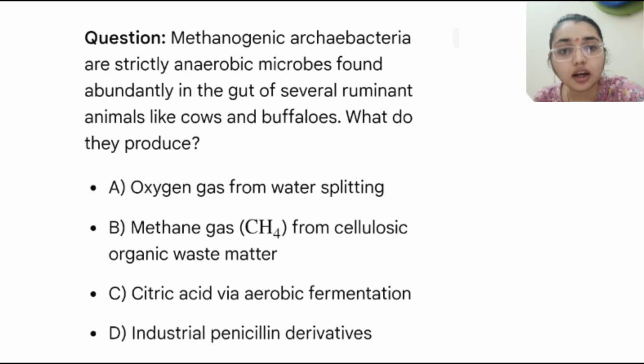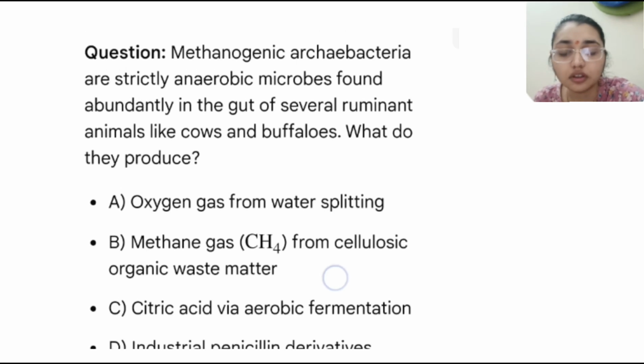Next is methanogenic archaebacteria, which are strictly anaerobic microbes found abundantly in the gut of several ruminant animals like cows and buffalo. What do they produce? They produce methane gas from the cellulosic organic waste matter.